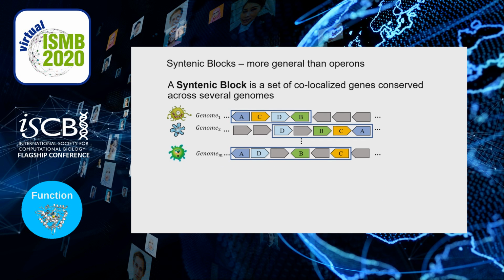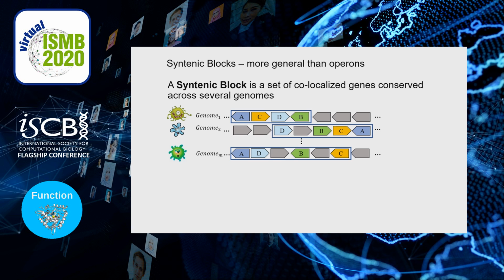Despite extensive shuffling of microbial genomes, functionally related genes may be constrained to remain close to each other due to natural selection. We use the term syntenic block to describe a group of genes that are located close to each other in multiple genomes. A syntenic block is more general than an operon, and it can represent an operon, a suboperon, multiple operons, or in general a group of genes that are conserved together. An important computational problem is to discover syntenic blocks in a given set of microbial genomes using comparative analysis.